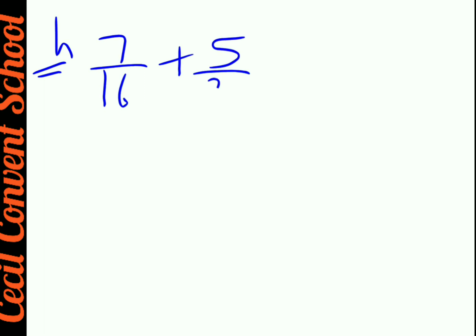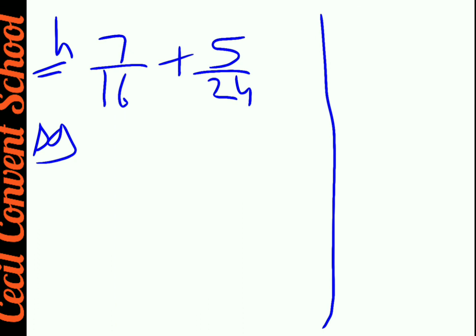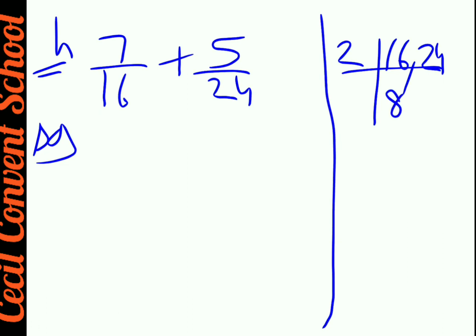So H part is given 7 upon 16 plus 5 upon 24. So we will find out the LCM of it. You can find the LCM on the side also, means make a line, and then in the line you will find out the LCM of 16 and 24. Clear? So you will see 16 and 24 both numbers come in which table? 2 table. 2 8s and 2 12s.